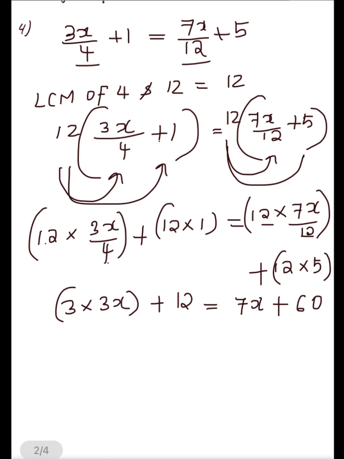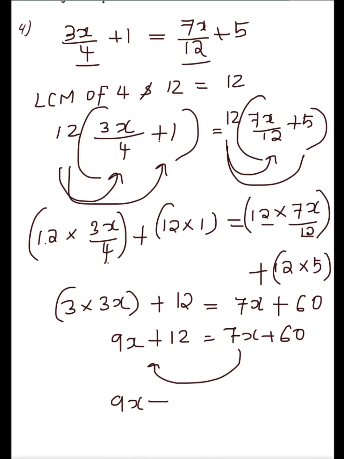Now what is 3 into 3x? It's 9x plus 12 equals 7x plus 60. Now you have to take variables to one side. That means 7x can be taken to this side and it will become minus 7x, equals 60, and this 12 can be taken to this side, so 60 minus 12. Now what is 9x minus 7x? It's 2x. So 2x equals what is 60 minus 12? It's 48. So 2x equals 48.